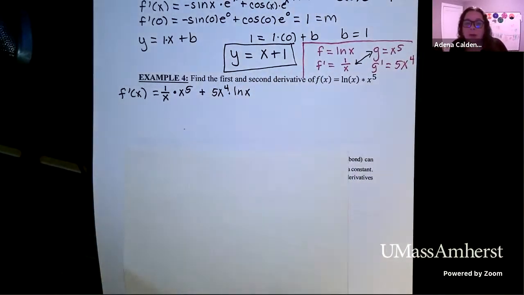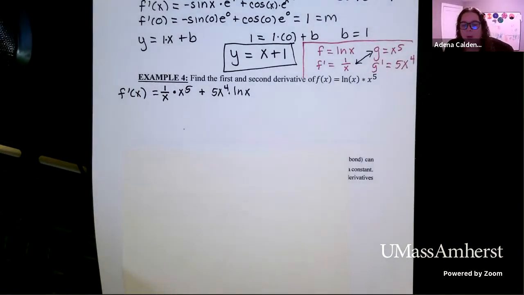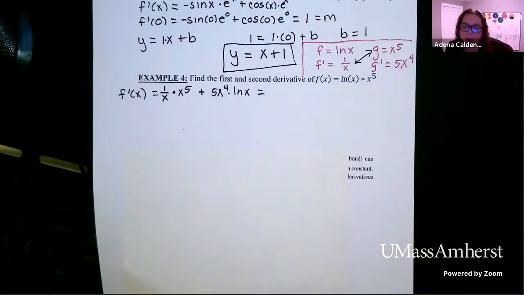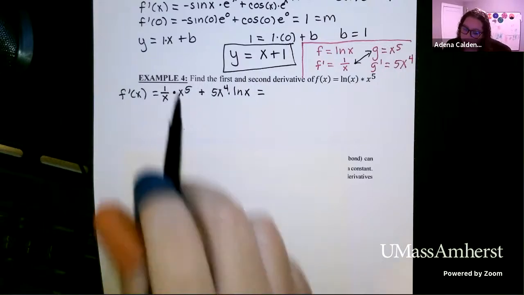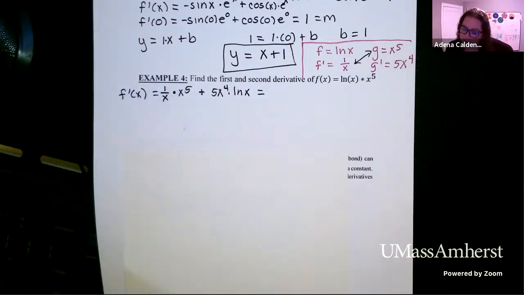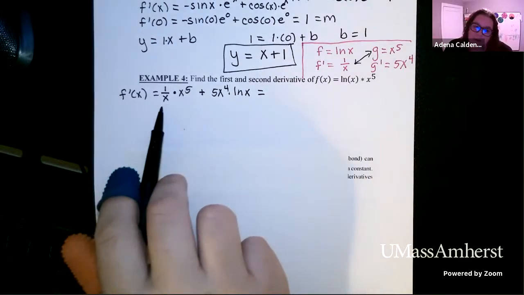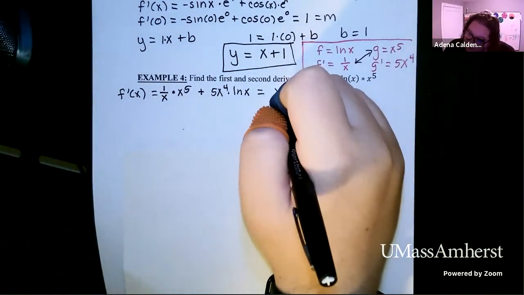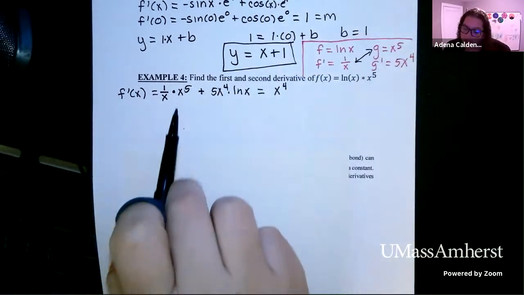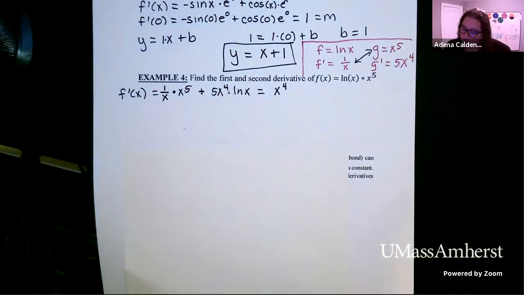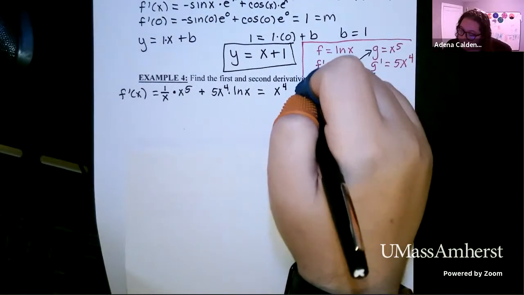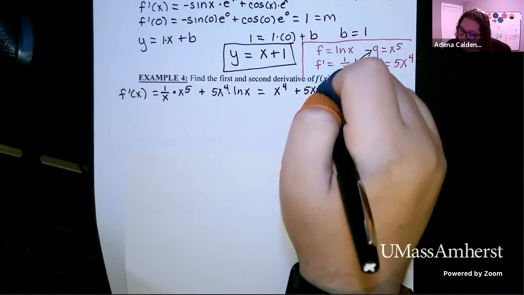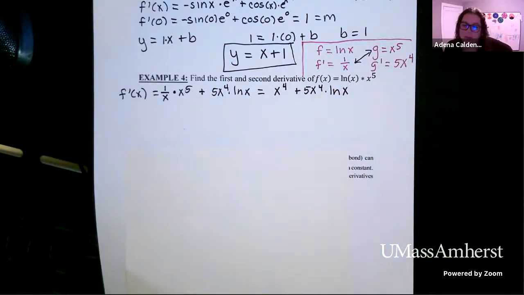Okay. So if I was just doing a first derivative, I would probably leave it like this or possibly simplify the first term. I am going to simplify the first term here because I have to take the second derivative. It'll make taking the derivative of that piece easier. So x to the fifth divided by x can be simplified into x to the fourth because one of the x's from here is going to cancel with the x down here. So then plus 5x to the fourth times ln x. So that's a simplification of my first derivative.